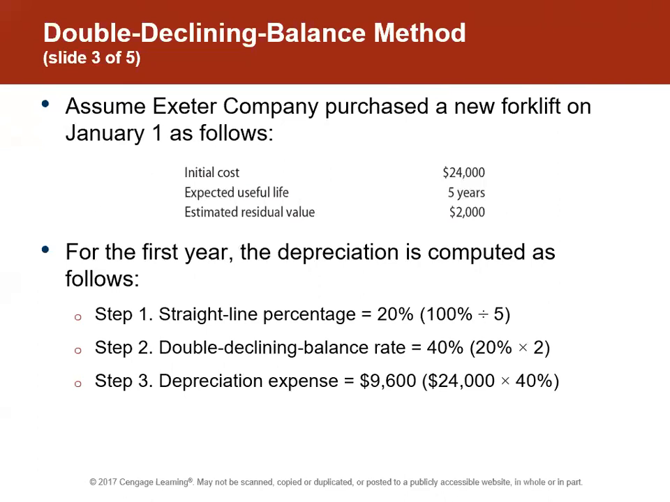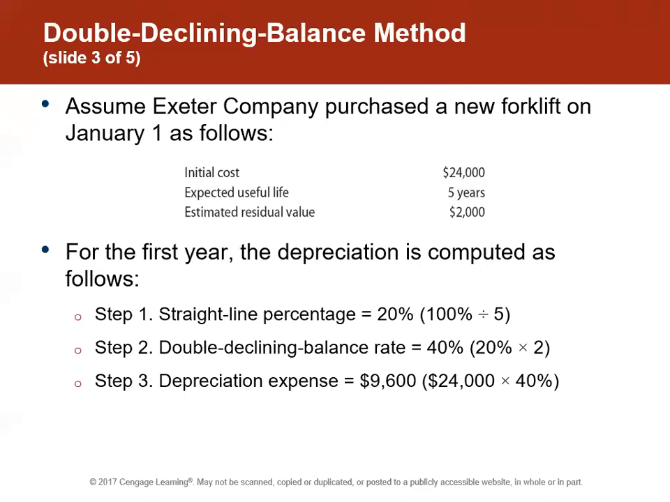Step 2, we multiply that by 2. So our rate of depreciation is going to be 40%. Step 3, we calculate depreciation. We take the book value times the double declining balance rate. Well, in year 1, our book value, we haven't depreciated it at all. It's just the cost. So in year 1, you're going to take your cost of $24,000 times 40% and get a pretty big amount of depreciation.